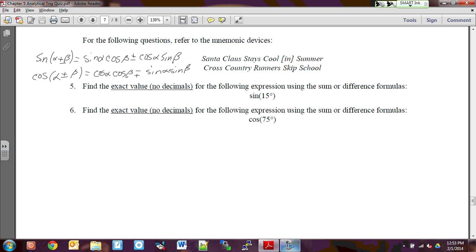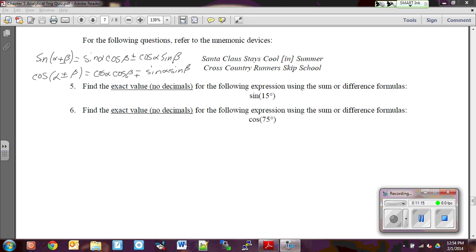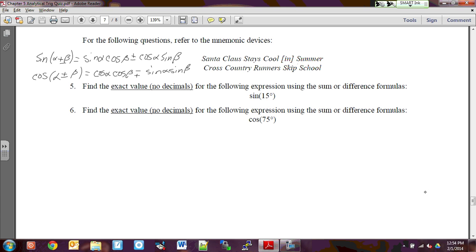All right. So like I said, the Santa Claus stays cool in summer, and the cosine and the cross-country runners, it's just something to help you remember these. If you remember these, don't worry about this. I never learned it this way. This is just something I found. So if it helps you, use it. If it doesn't help you, don't worry about it. All right, so let's get going.